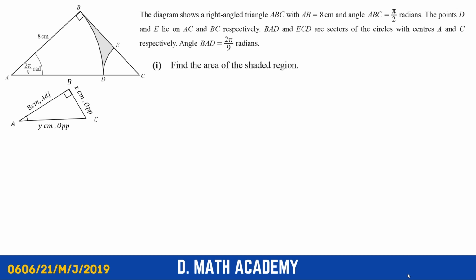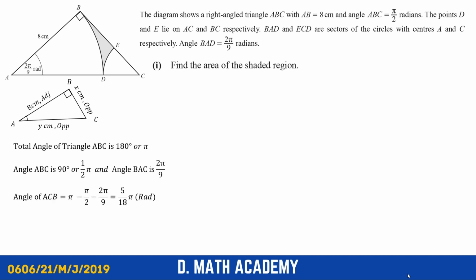So first thing that I did was to identify the value of ACB. How I did that was to utilize the information that the total angle of a triangle is pi, so pi minus 1 over 2 pi minus 2 pi over 9. So I got the result as 5 over 18 pi. So that's your radian result of ACB.